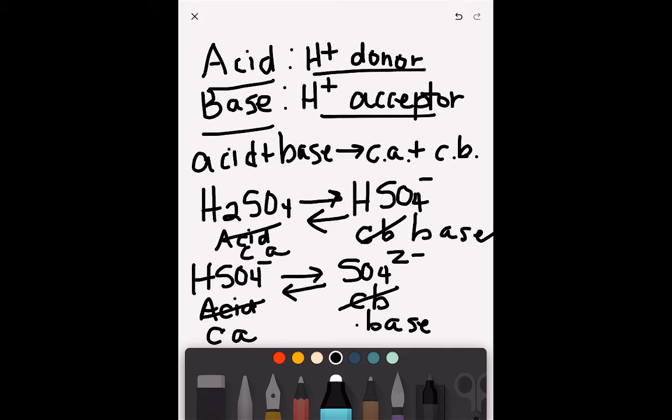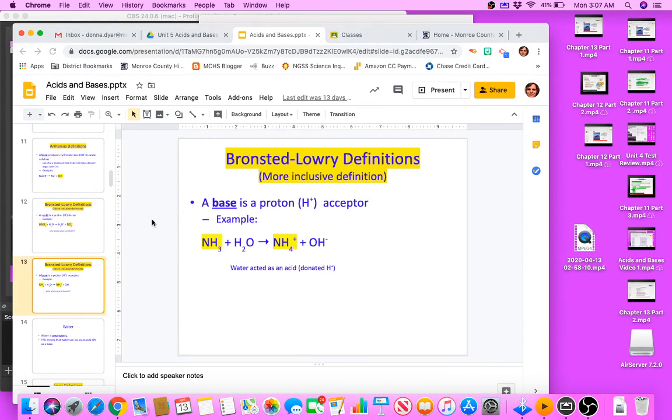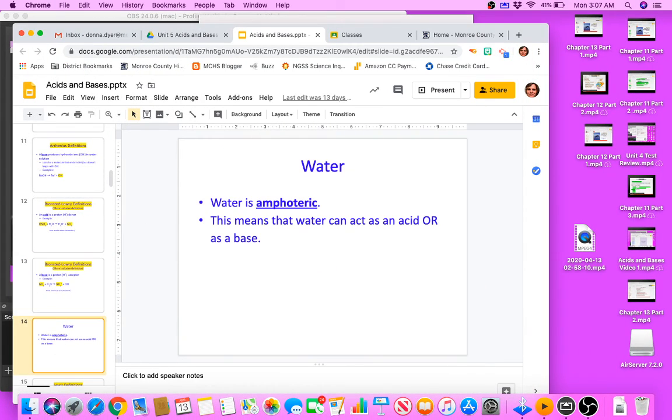And when I give you problems, you're just going to look from left to right. And you should be able to look, just like we did on the PowerPoint. And I'm going to see if I have any more examples on the PowerPoint for you to look at.